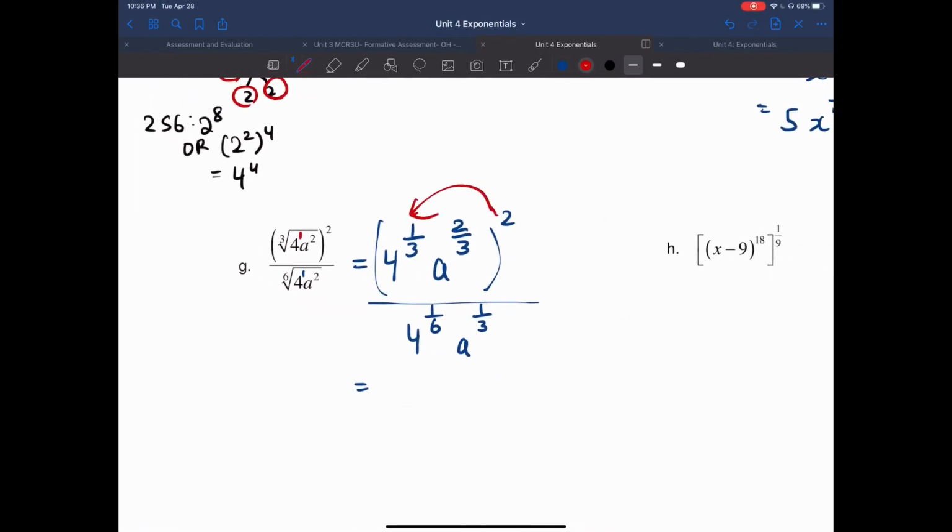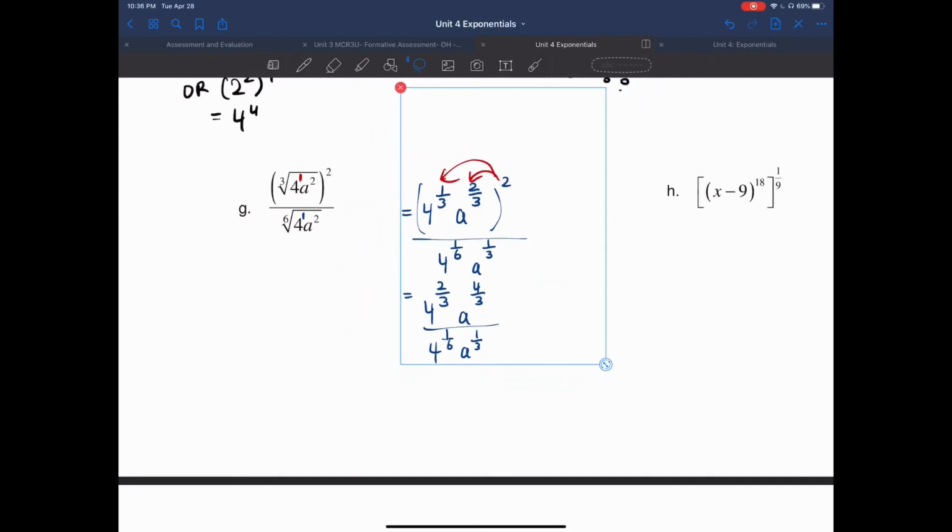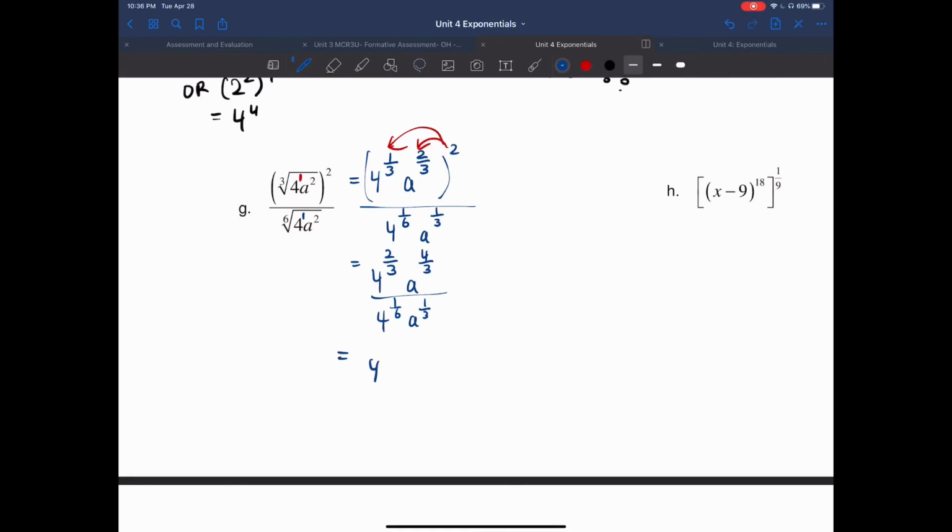At that point, I'm going to distribute the 2 into each part, and so I get 4 to the exponent 2 over 3, and a to the exponent 4 over 3, all over 4 to the 1 over 6, a to the 1 over 3. Next, I want to subtract the exponents on the 4 and on the a, and so I get 4 to the 2 over 3 minus 1 over 6, a to the 4 over 3 minus 1 over 3, which is equal to, well, 4 to the 4 over 6 minus 1 over 6 is 3 over 6, so that simplifies to a half, and that simplifies to a 1. I'm not done yet because I could have written the 4 to the exponent of a half as square root of 4, and then as a, and that simplifies to 2a.